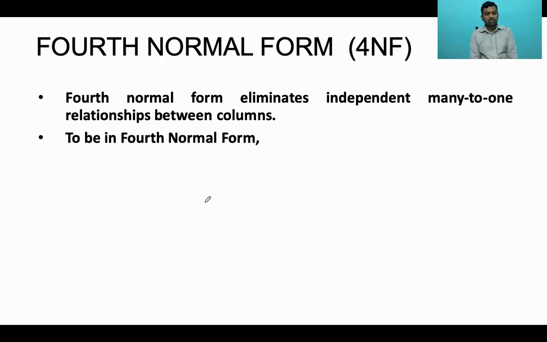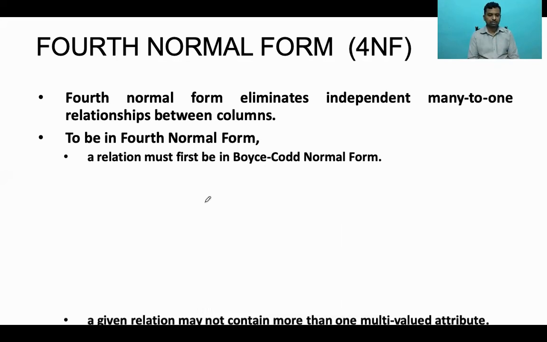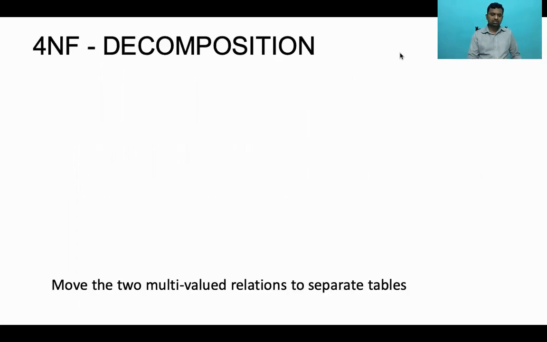To be in fourth normal form, what needs to be done? A relation must first be in BCNF. Yes, that is a must. If I want to check whether it is in fourth normal form, the first thing is that it should have satisfied BCNF. Next, a relation may not contain more than one multi-valued attribute. If it has more than one multi-valued attribute, then you are violating the rule, right? So let us see how to decompose things.